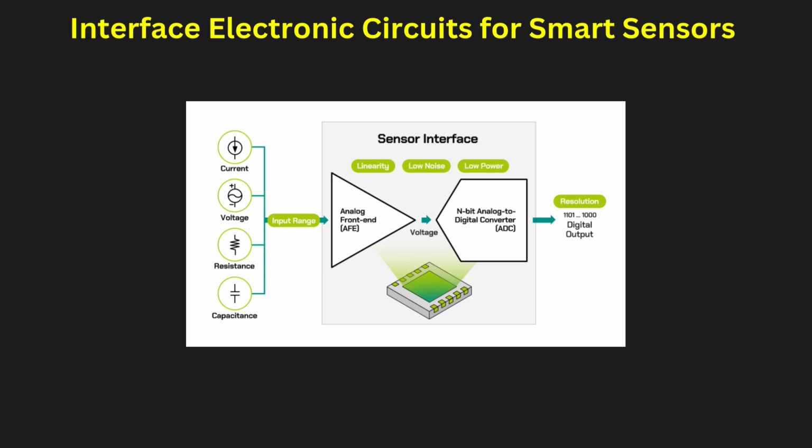Common interface components include operational amplifiers, ADC, DAC, filters, and multiplexers. Some circuits also perform linearization and calibration to enhance the sensor's accuracy. Modern smart sensors often have on-chip interface circuits to reduce the size and improve the integration. The use of low power and wireless modules ensures sensors can operate in remote or battery powered systems.